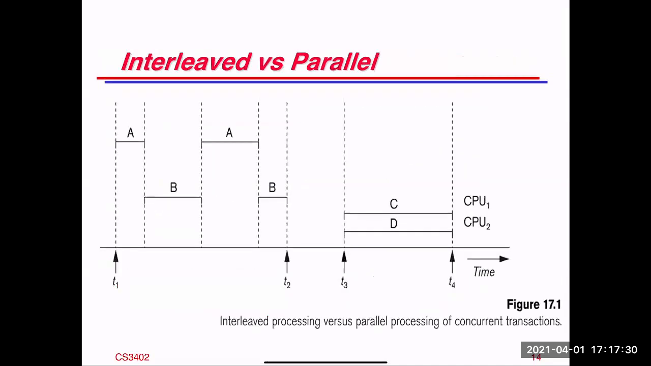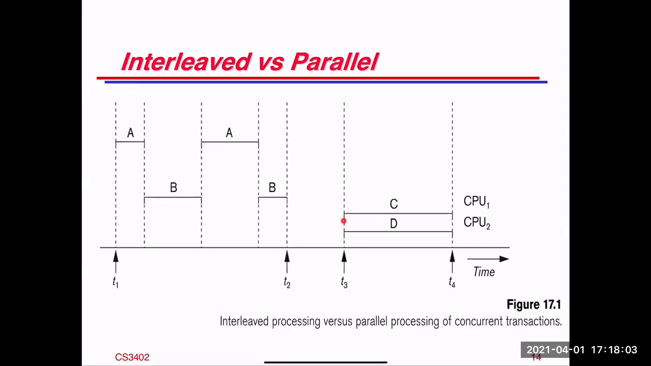All right, and here is a picture of the difference between interleaved and parallel execution or processing. So here on the left, we have interleaved processing, right? So time runs from left to right. And you can see that here we're running transaction A, then here we're running transaction B, then we're jumping back to A, and so on. So at any single point in time, there's only one transaction that is active. Or rather, there's one transaction issuing operations here.